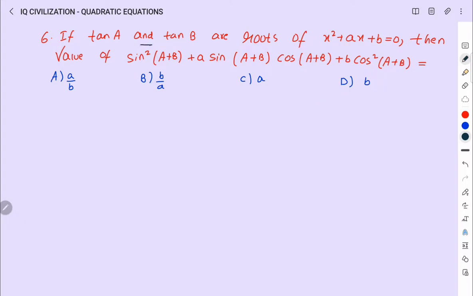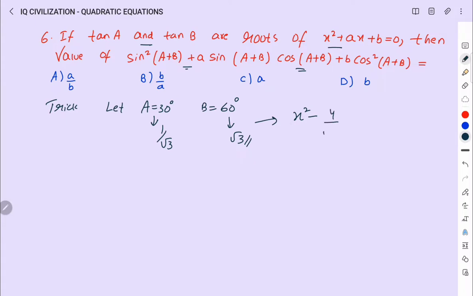See here, tan A and tan B are the roots of this equation. Then find the value of this much. Whenever angles are given, our shortcut trick here is: let us take A value as 30 degrees and B value as 60 degrees. So our roots become tan 30, 1 by root 3, and tan 60, root 3. So our equation becomes x square minus (alpha plus beta) into x, 1 by root 3 plus root 3, that is 4 by root 3, into x plus alpha beta, 1 by root 3 into root 3, that is 1, equals 0.